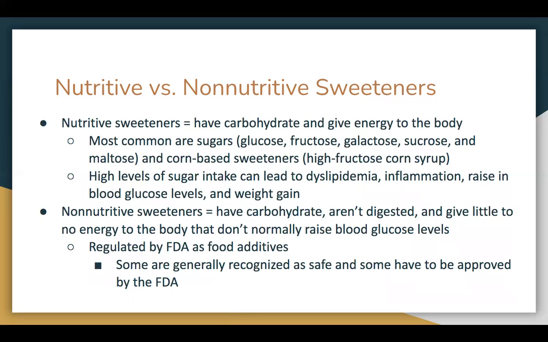And non-nutritive sweeteners have carbohydrates similar to the other sweeteners, but they aren't digestible and give little to no energy to the body. And these are regulated by the FDA as food additives, and some are generally recognized as safe by the FDA, but others have to be approved before they can go out to the public for use.